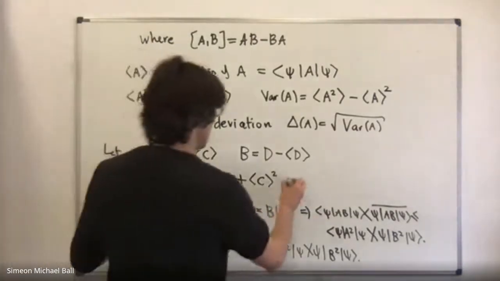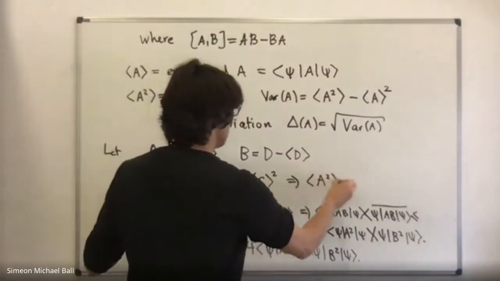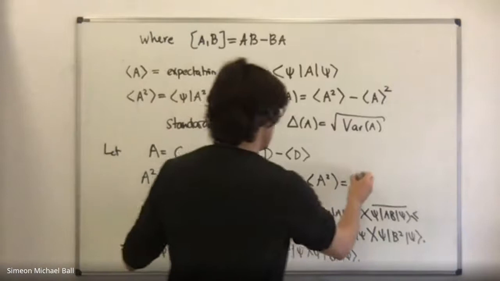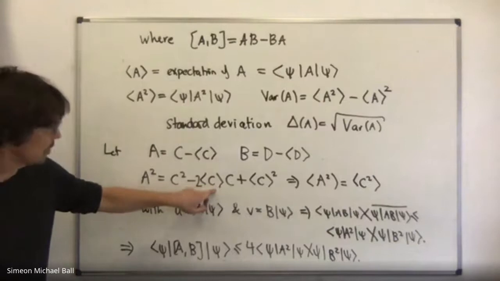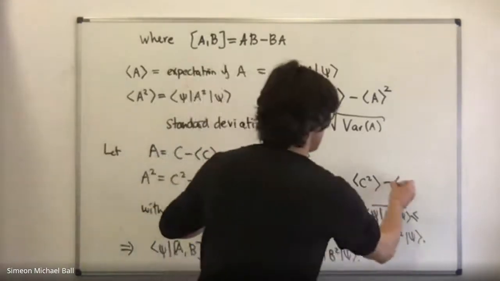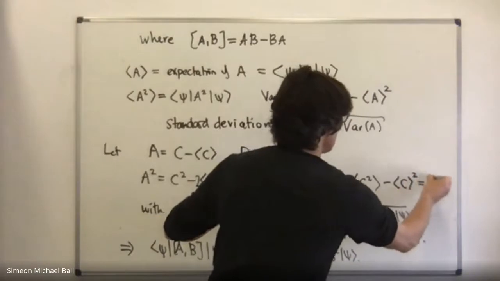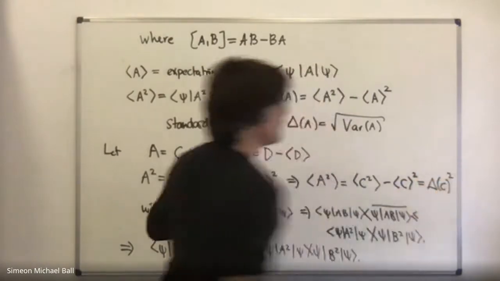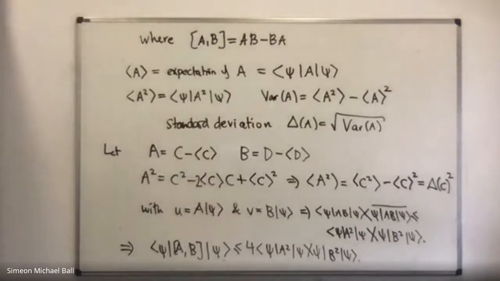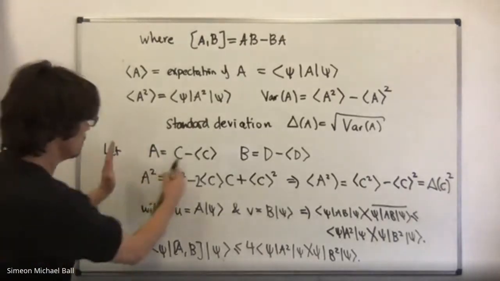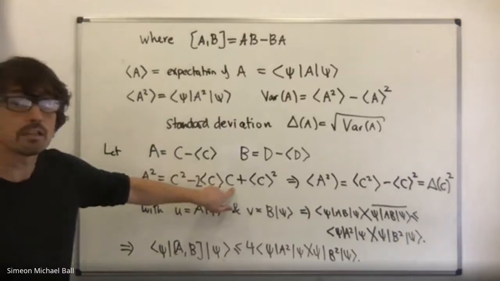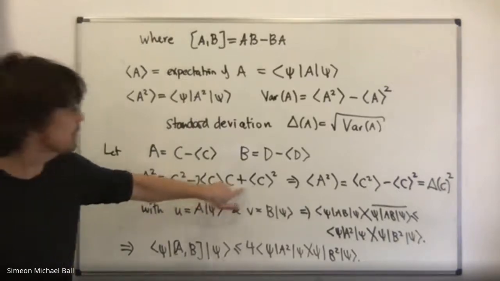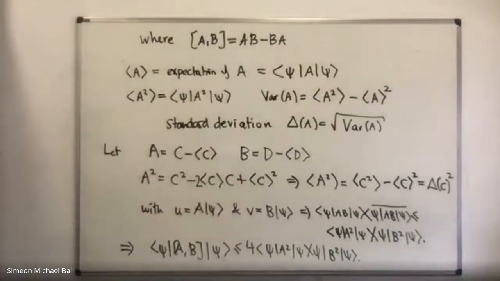Which implies that the average of A squared is the average of C squared. Now we get minus twice the average of C squared plus C squared. So you get minus C squared, which is the variance of C. Because when you do the average here, this is just a number, so this minus 2 comes out and you get the average of C. And the average of C times the average of C is C squared, minus 2 plus 1 is minus 1.